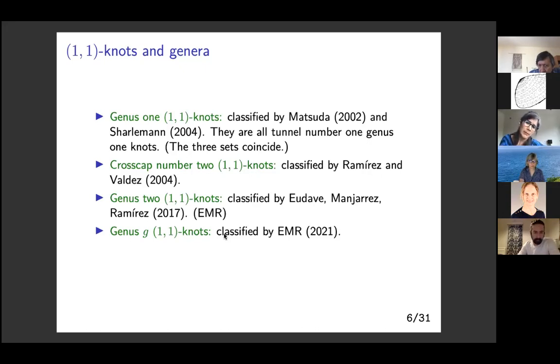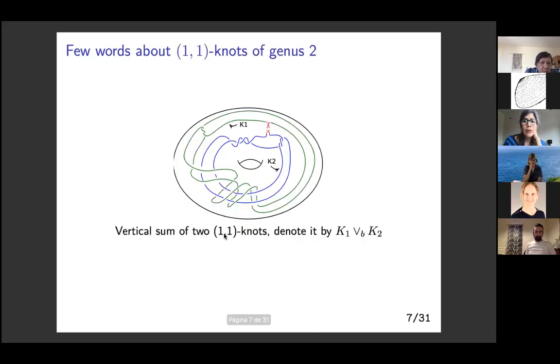Later, Mario, Enrique, and myself classified genus 2 1-1 knots. And just recently, we gave a classification for any genus g knot which admits a 1-1 position. So this is briefly the history of this problem. I want to say a few words about the classification of genus 2 1-1 knots, just to give you an idea of the general case.